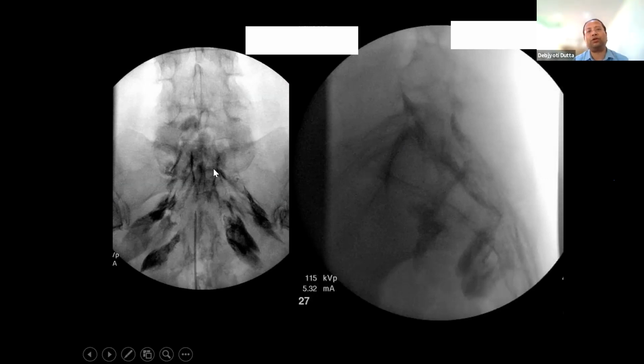Epiduroscopy was being done, so a lot of contrast has been given, and some fluid will pass through the anterior foramen. That is expected in epiduroscopy. Okay.